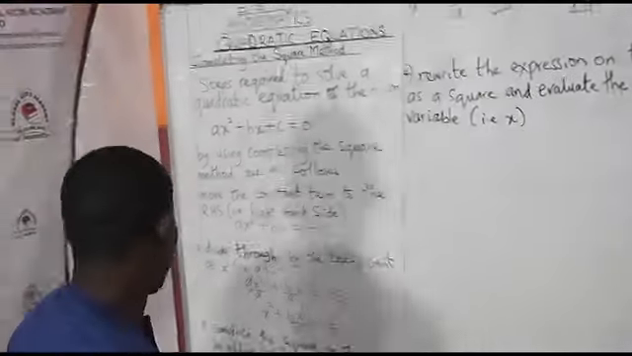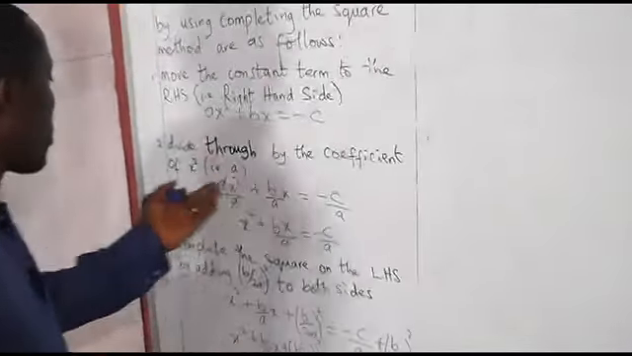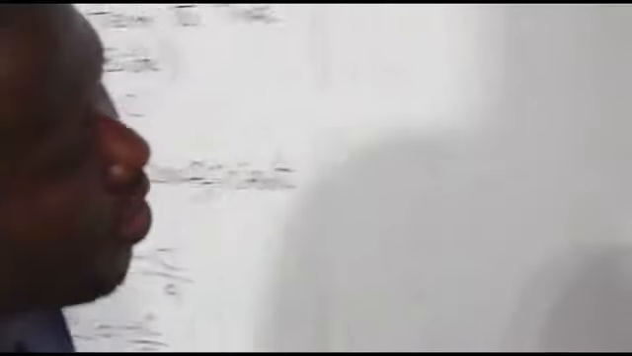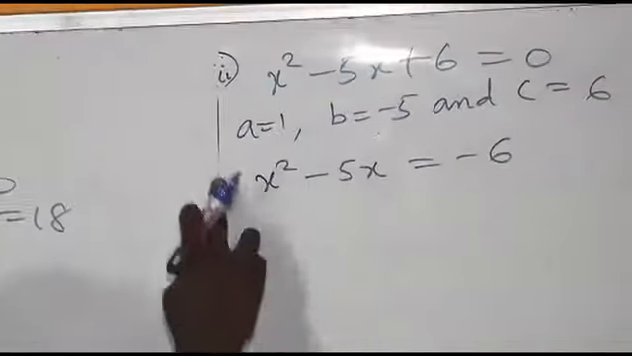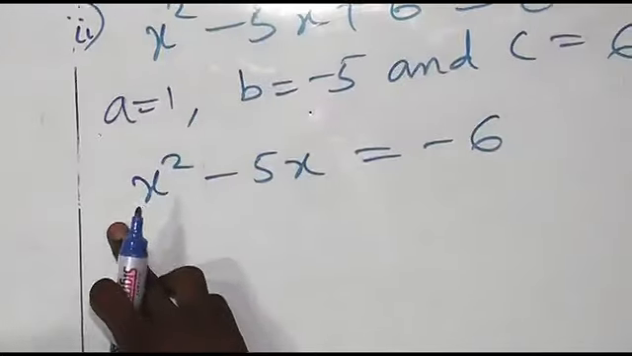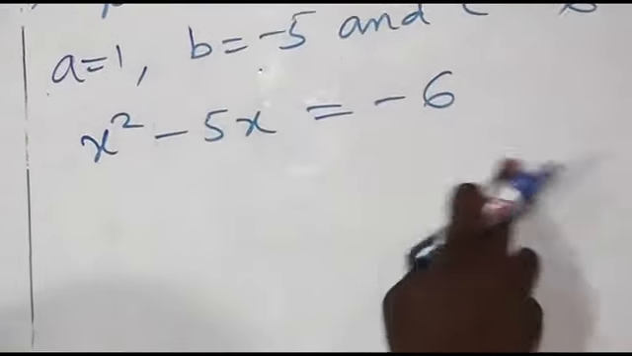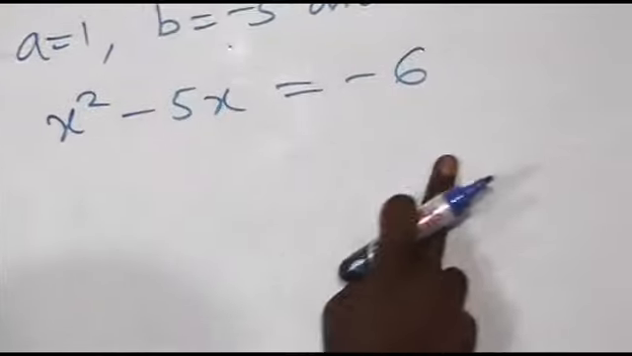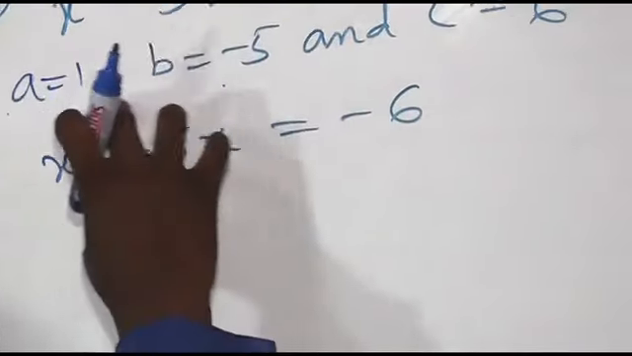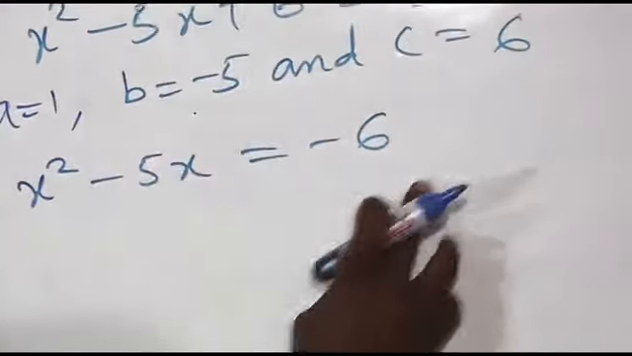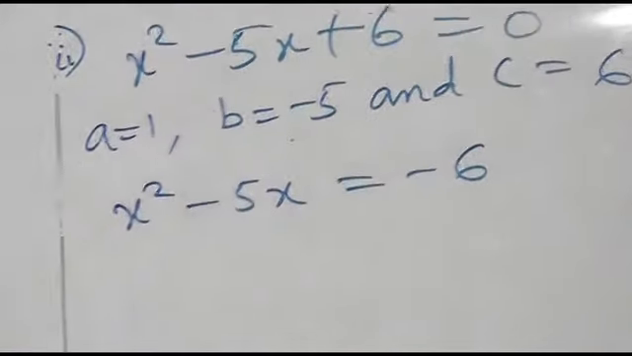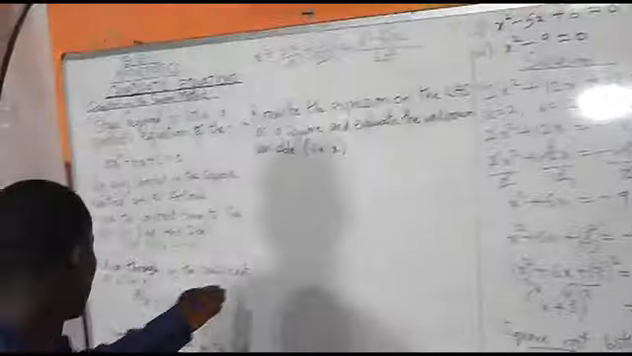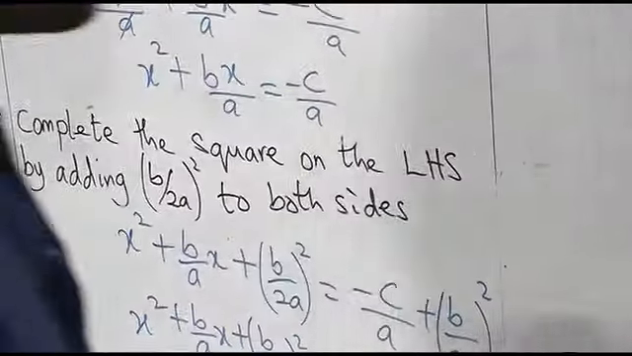The second step says that divide through by the coefficient of x squared. Now, for this example here, the coefficient of x squared is 1. Dividing both sides by 1, or divide through by 1, means that it will retain the terms the way they are, because anything divided by 1 is that same thing. So it means that we'll skip step 2 and move to step 3.